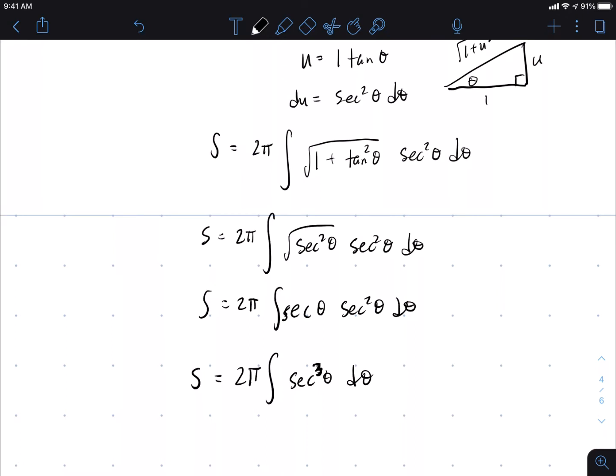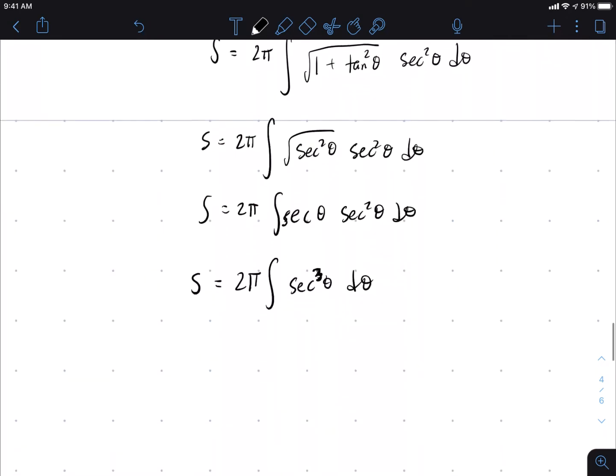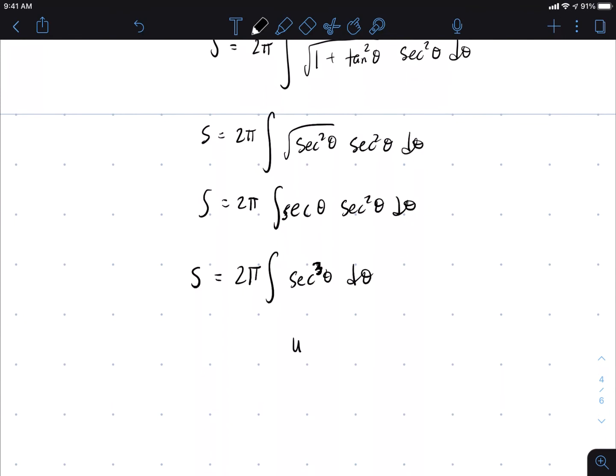I told you. How many techniques have we already used? We've done u-substitution, we've done trig. Now we're going to do integration by parts. It's a UV. So what's the u? What's my dv?